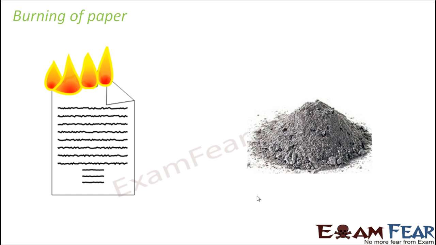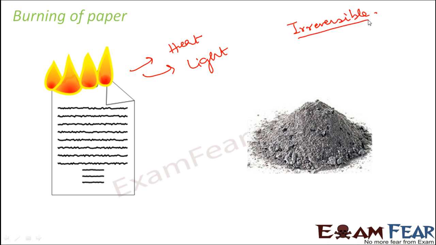Also, during this change, it is not only that paper just immediately gets converted into ash. A lot of heat is produced during the process when you burn a paper. A lot of light is also produced, and this change is obviously irreversible because you just cannot convert the ashes back into the paper. So this is again an irreversible change. So burning of paper is a chemical change.